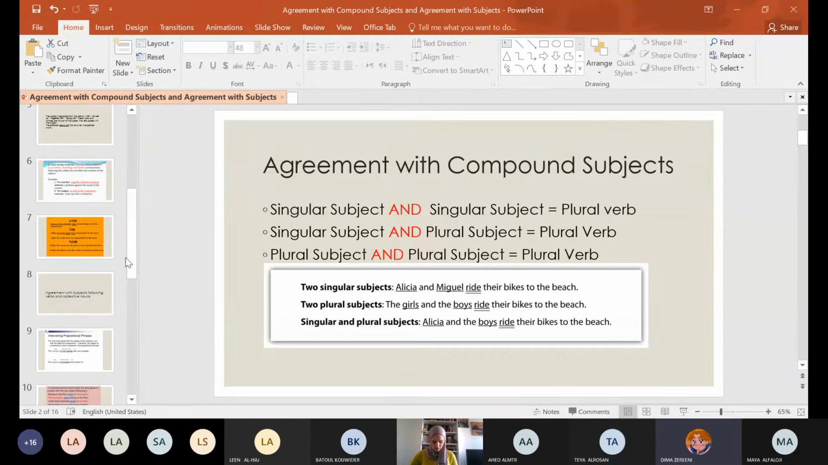Dina. Neither the bus nor the trains. Tell me where are the subjects here, Dina. Bus and train stop. Yeah. Why stop? Because the nearest to the verb is trains. Yes.